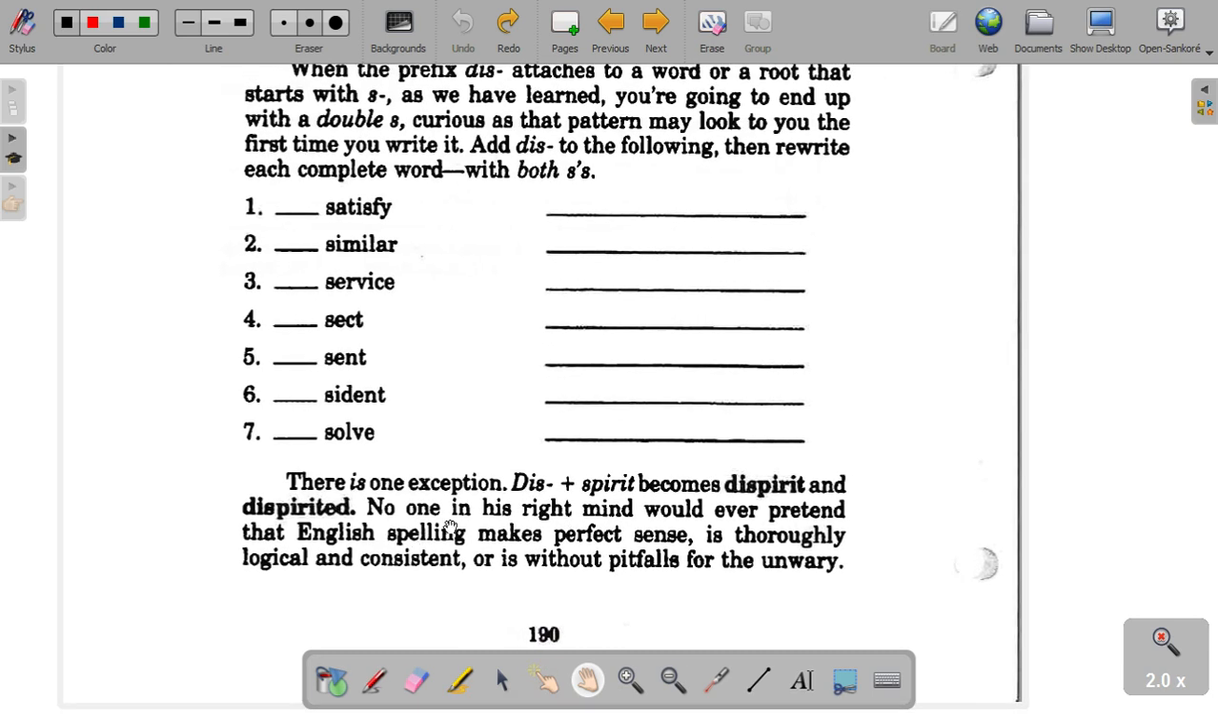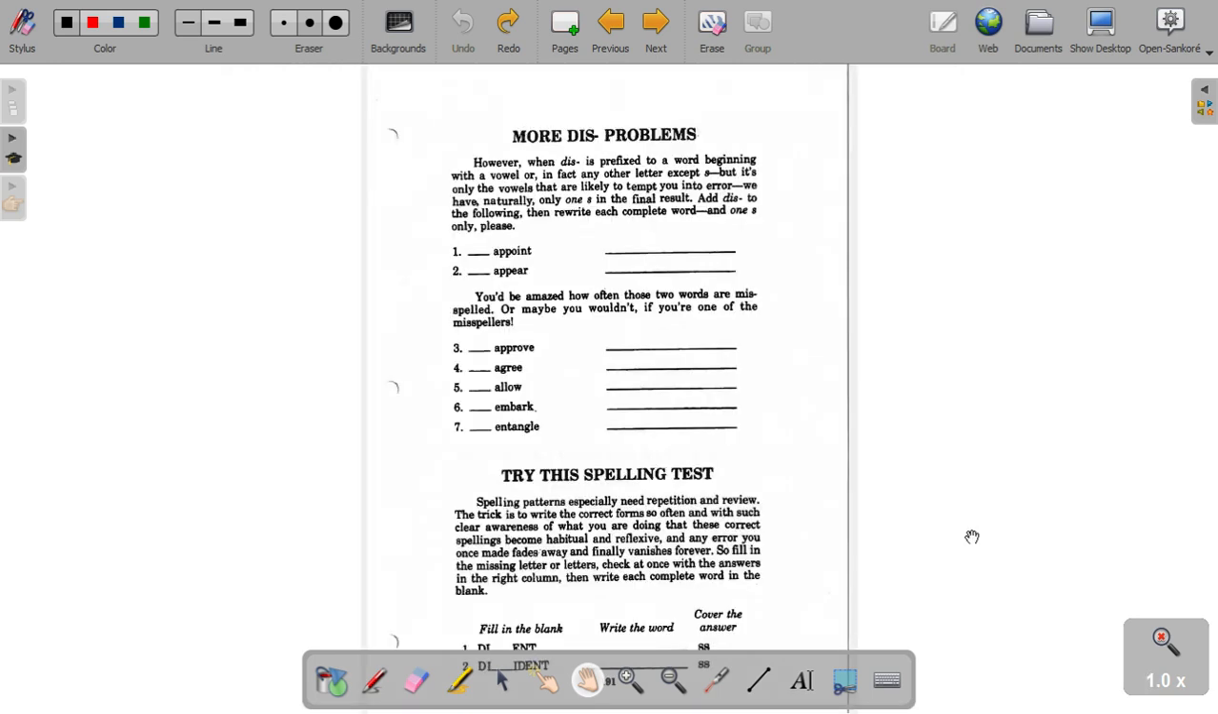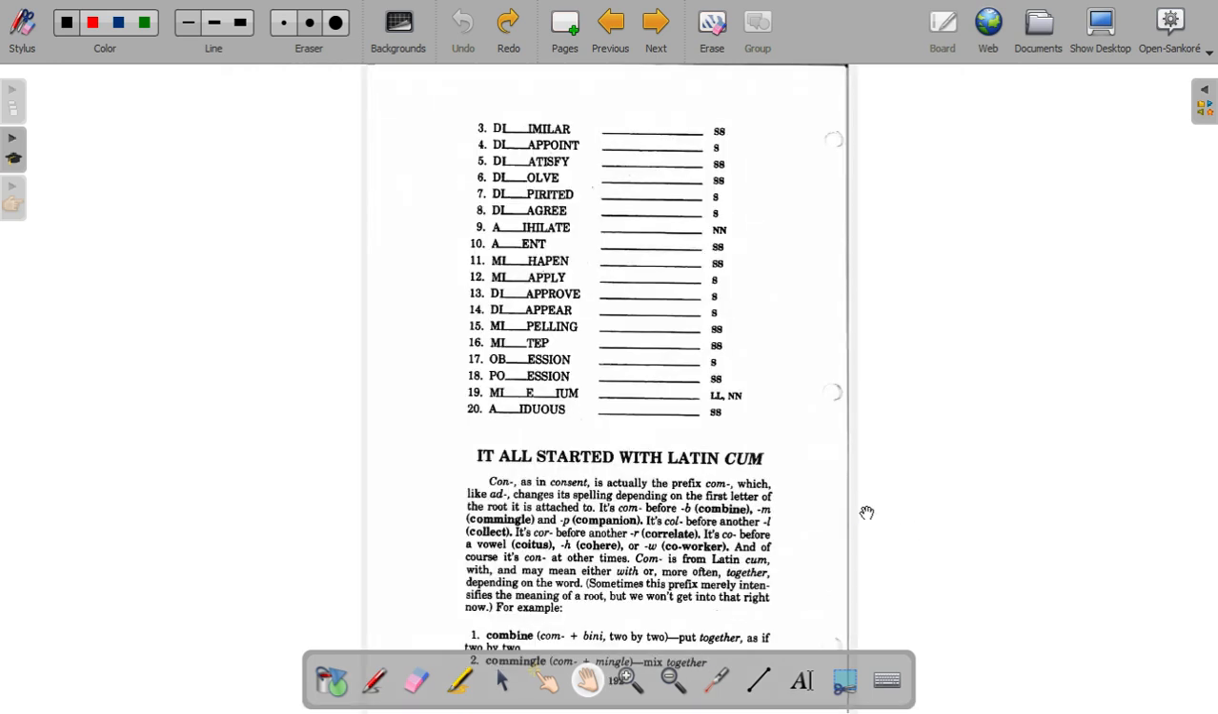And I like what they say here, that no one in their right mind would ever pretend that English actually makes sense. It is thoroughly logical and consistent only very rarely, and it always has some pitfalls for the unwary, or for the person not paying too much attention. Then they have some spelling exercises, and actually I forgot to blot out the answers, so you can skip this since the answers are already written there for you.